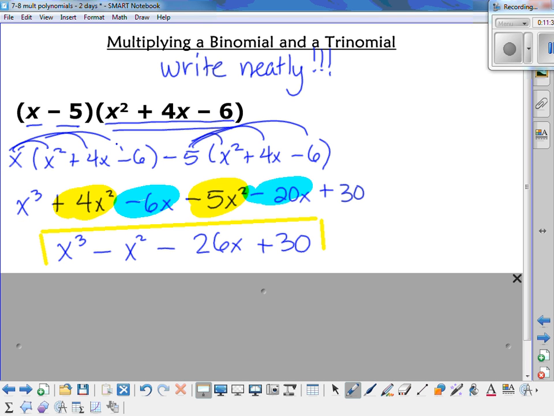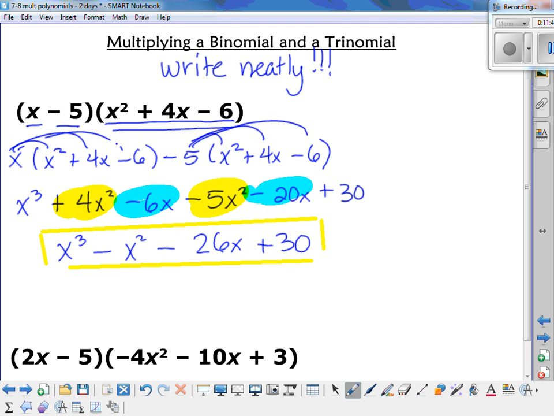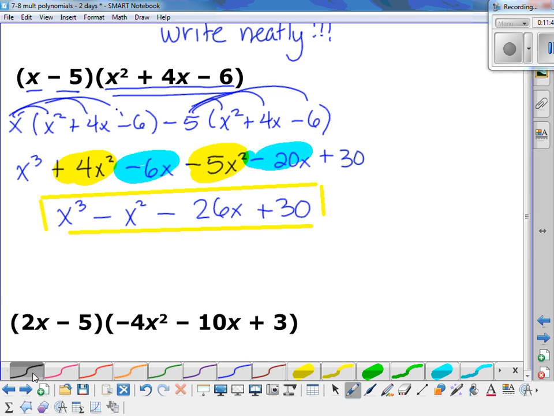So it's not any different than what you were doing, it's just there's a few extra things you're having to multiply together, but it's still the same idea. So I think you guys can do it. Here's one for you guys to do on your whiteboards.